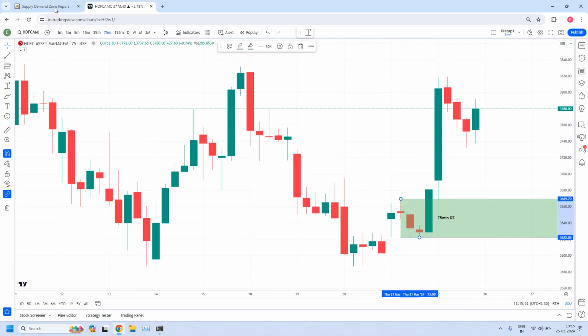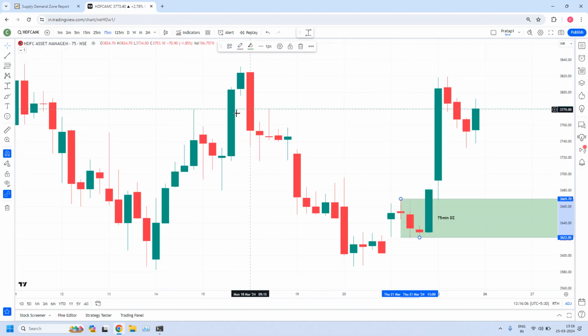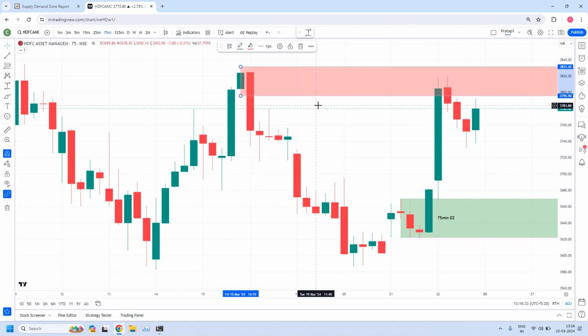Okay, then what about our supply zone? This is on 15th March 2024 at 1 o'clock. After that, 1 base candle. 15th March, 1 p.m., 13 hours. Rally base drop. This is the one. Now prices have already entered and are coming down from this zone. In case prices reach the demand zone, we will get an entry. And this is a 75 minutes supply zone. Okay.